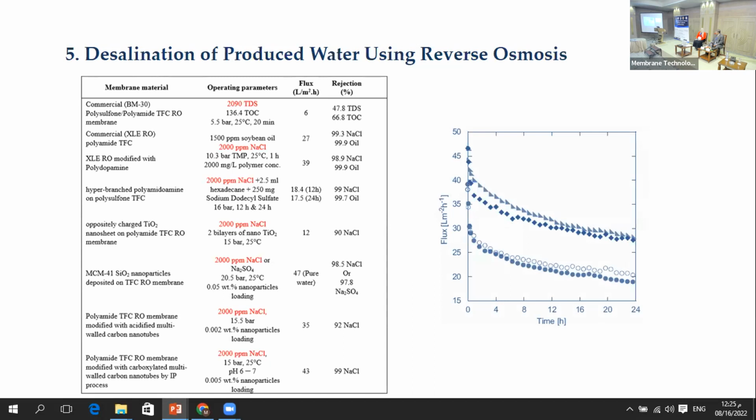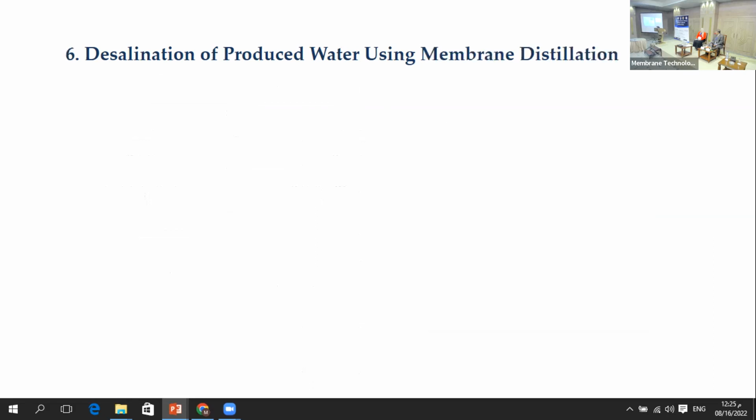So RO is a very promising technique for water desalination, but it is not the best available solution for produced water treatment. Moving on to the more novel and more recent process, the membrane distillation process. This process differs mainly from the other membrane processes in that it depends on the thermal energy of the feed and the vapor diffusion through the membrane.